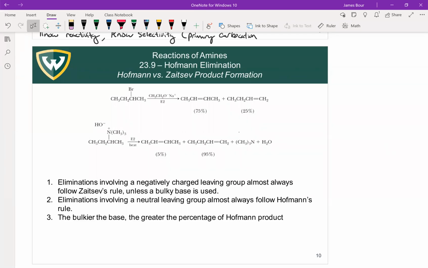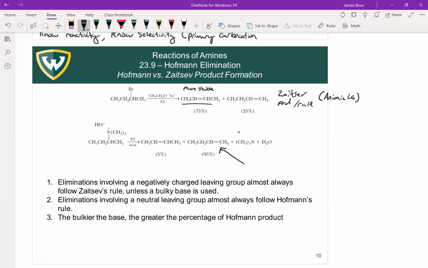This preference for the thermodynamic, the more stable alkene, is called the Zaitsev product, or Zaitsev's rule, where the more stable alkene is the more substituted one. And this is true for anionic leaving groups. Hofmann elimination products are the less stable alkene.